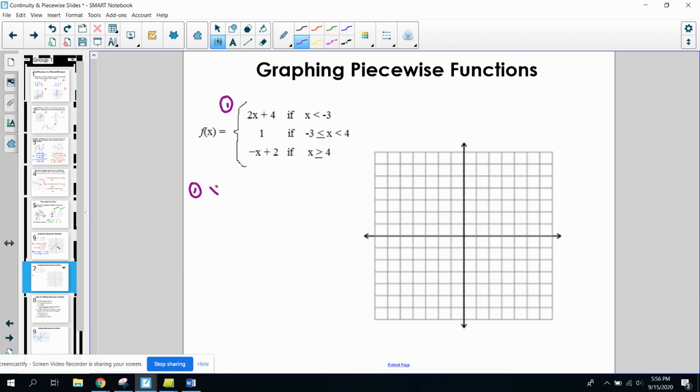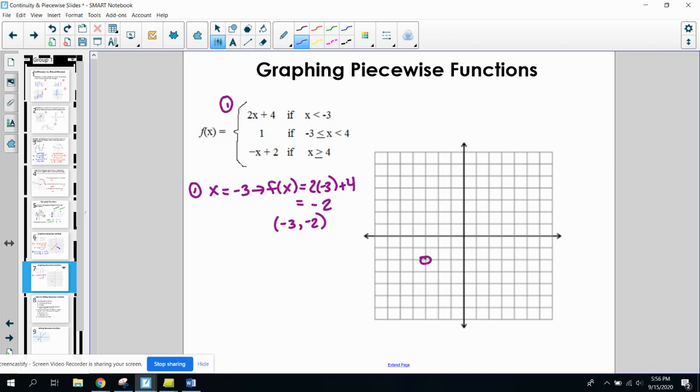So if I plug in when x is -3, f of x, which is y, is going to equal 2 times -3 plus 4. So this is going to equal -2. So this is going to be the point -3, -2. It does not include it since it doesn't have a line underneath. So I'm going to go to -3, -2, and I'm going to have an open circle.